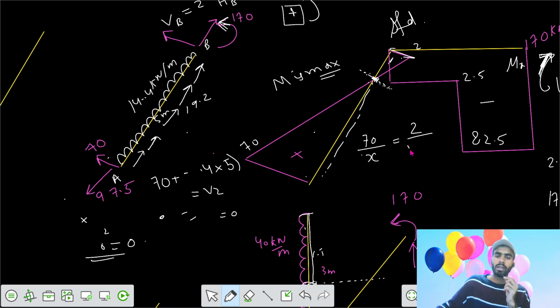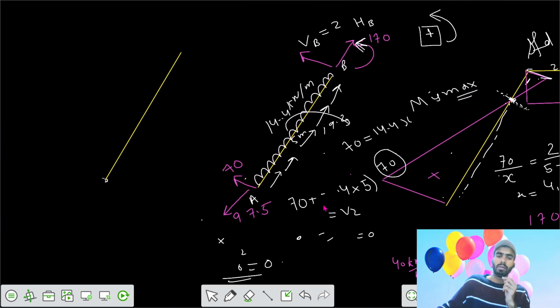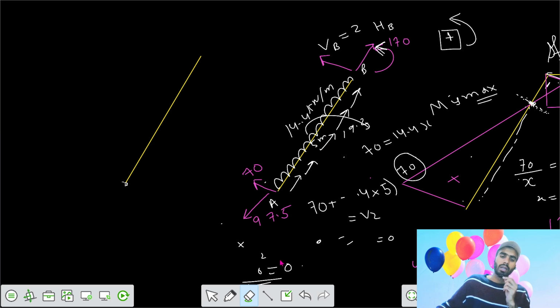It's varying in your length 5 minus x, and we get the value of x equals to 70 by 14.4. Or we can say that the 70 shear force is changed because of the UDL acting. So we can write 70 equals to 14.4 into x. So we get the value of x equals to 4.861 meter. Then that means your bending moment at this point, 4.861 meter.